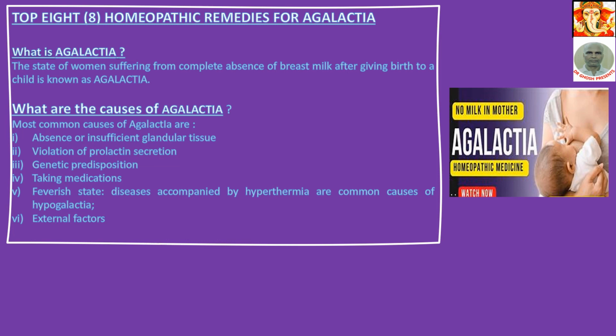What are the causes of Agalactia? Most common causes of Agalactia are absence or insufficient glandular tissue in the breast, violation of prolactin secretion, genetic predisposition, taking medications, feverish state, diseases accompanied by hyperthermia. These are common causes of hypogalactia. Hypogalactia actually means less amount of secretion of breast milk. And external factors, there are so many diseases, poisonous things, etc. I will discuss them later on.